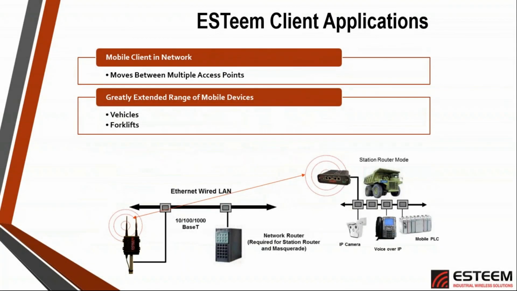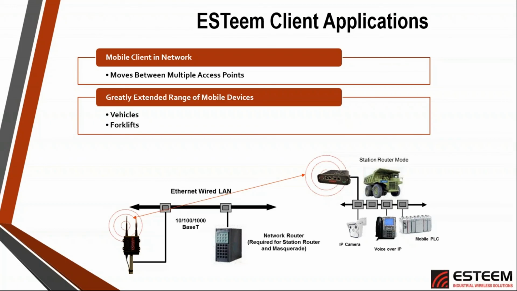So let's take a look at what other modes of operation the radio can be configured for. We now have covered the AP bridge, AP router, and AP masquerade. The opposite side of that is that the radio can be configured as a mobile client. It functions in much the same way that your cell phone, tablet, or laptop does inside a Wi-Fi network. It is the end point. It is the client point.